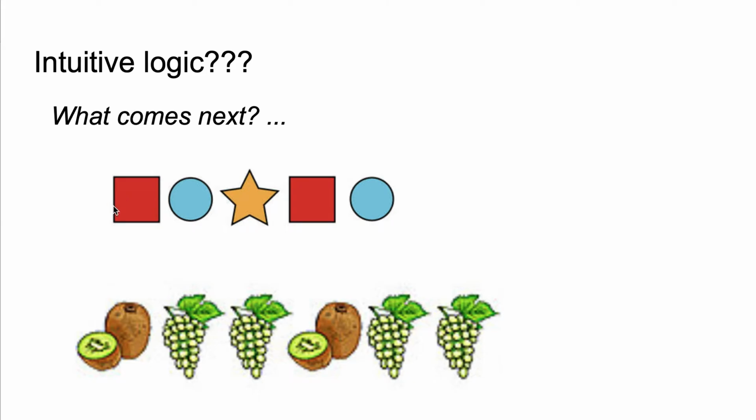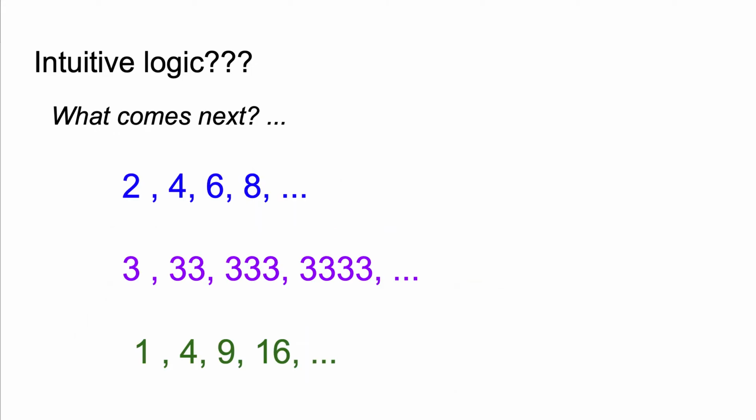So if you look at this pattern, square, circle, star, square, circle, what comes next? Star. Here we've got kiwi fruit, otherwise known as Chinese gooseberry, and we've got some lovely tasty grapes. So kiwi, grapes, grapes, kiwi, grapes, grapes, kiwi. Nice and obvious. Let's do the same with numbers, because we're into math, so that's all about numbers. Not.